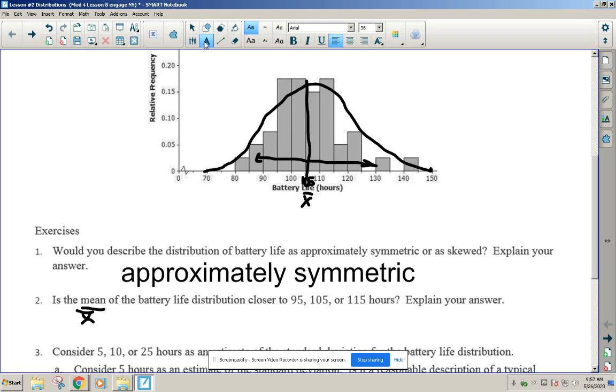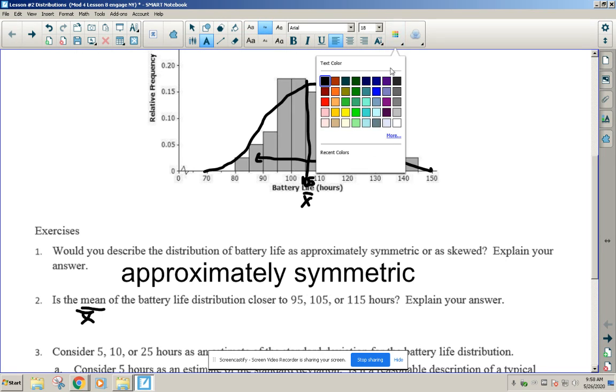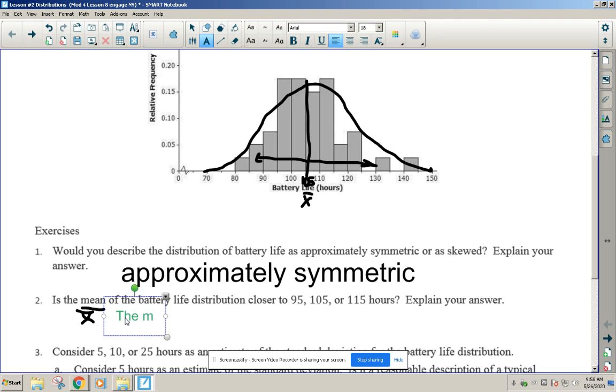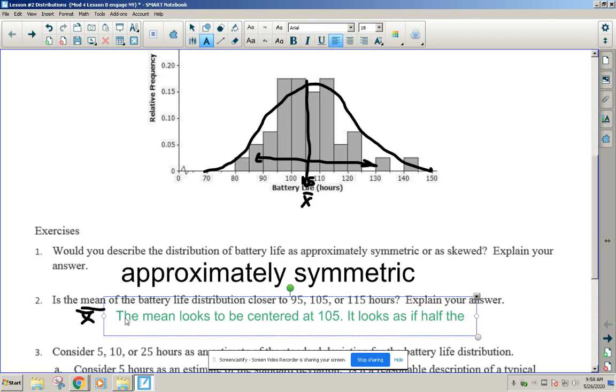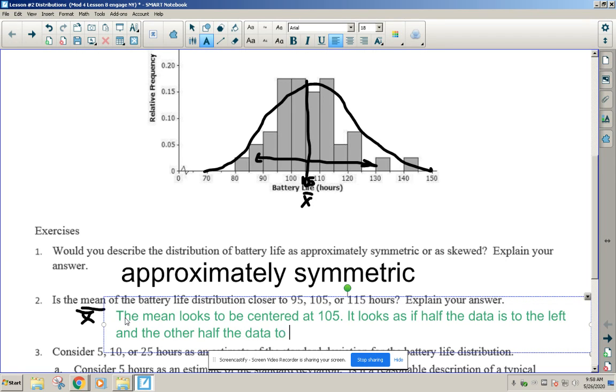So if I were to, and let's change the color, let's make this prettier. All right. So here, the mean looks to be centered at 105. It looks as if half the data is to the left and the other half, the data to the right. Okay.